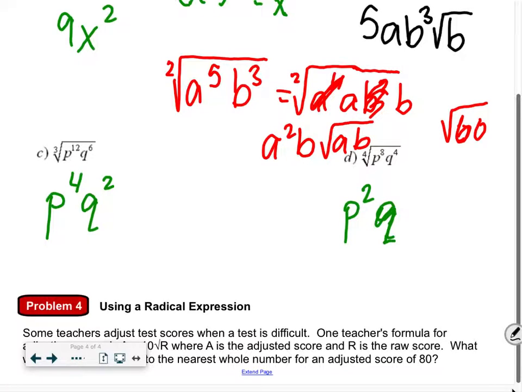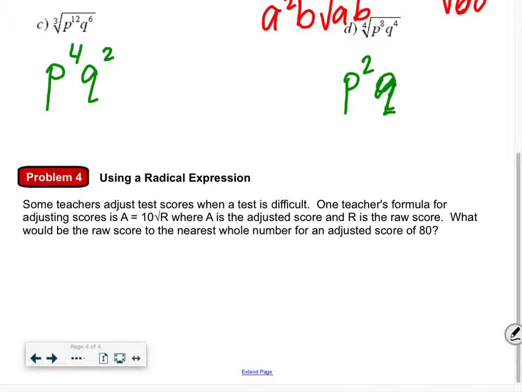Okay, word problem's not bad. Promise. Some teachers adjust test scores when a test is difficult. Not me. One teacher's formula for adjusting scores is A equals 10 square root of R, where A is the adjusted score and R is the raw score. What would the raw score be, to the nearest whole number, if an adjusted score of 80? Where am I plugging in 80?